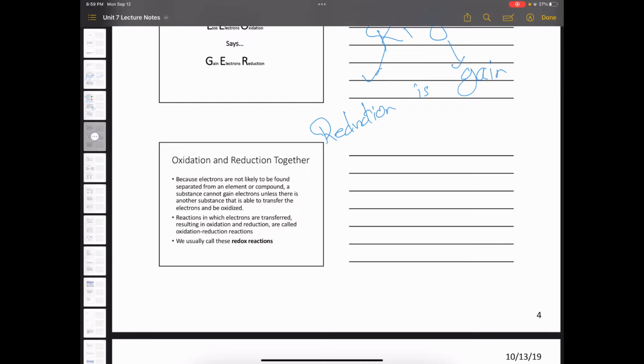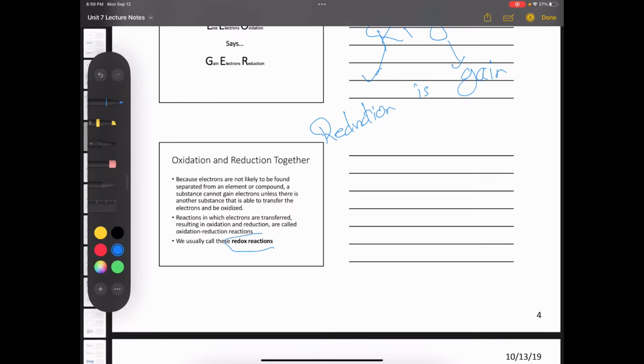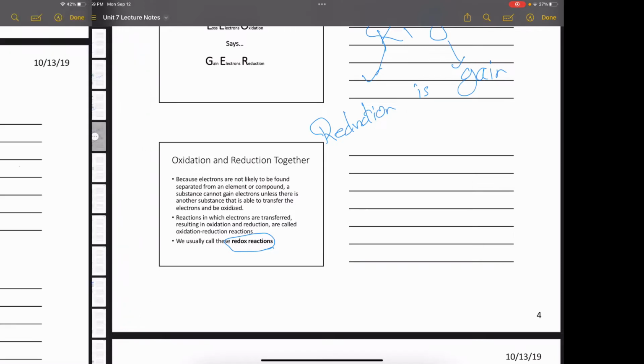If you look at any chemical interactions where we have bond formation and bond dissociation, which involves transfer of electrons, you will never find electrons just swimming around without being associated to a specific atom or specific element. As a result, oxidation and reduction always happen at the same time. A reaction in which electrons are transferred, resulting in oxidation and reduction, is called an oxidation reduction reaction. Now, to make things a little easier, we refer to it as a redox reaction.